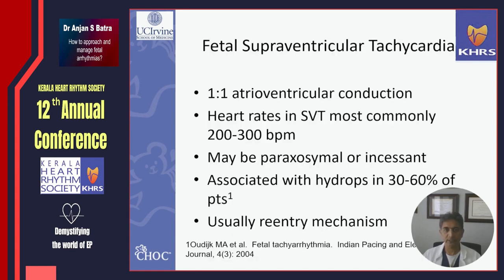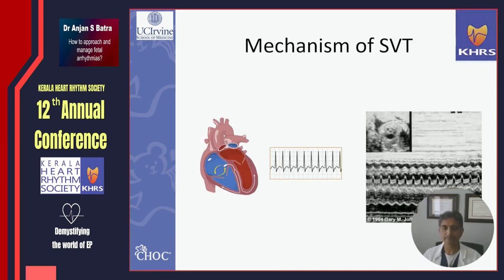We talked about this already. Fetal supraventricular tachycardia, such as with accessory pathways, generally 1-to-1 AV conduction. Heart rate is generally 200 to 300 beats per minute, maybe paroxysmal or incessant, and associated with hydrops in 30 to 60% of the patients with a reentry mechanism. This just shows the yellow lines where the reentry is happening between the atrium and the ventricle. I'm not going to spend too much time on this, since it's a very fixed rate and a rate within 200 to 300 beats a minute.